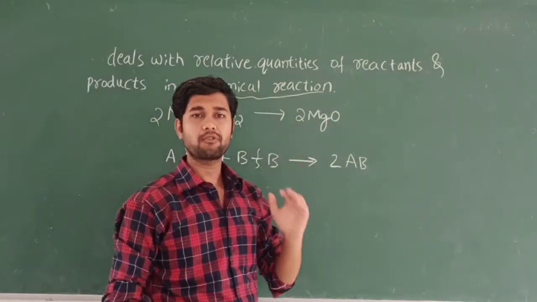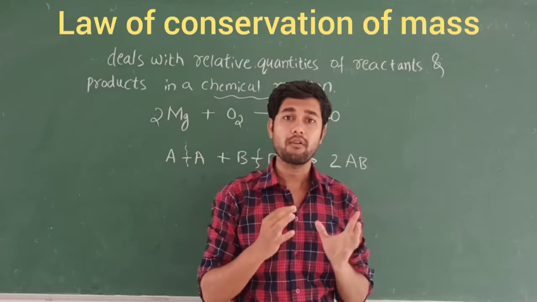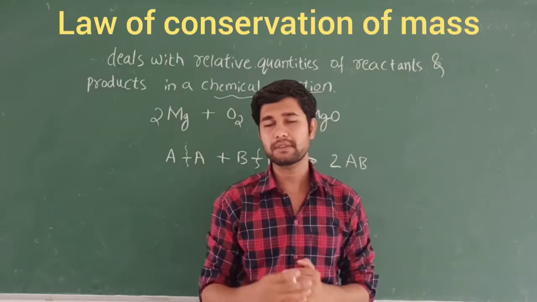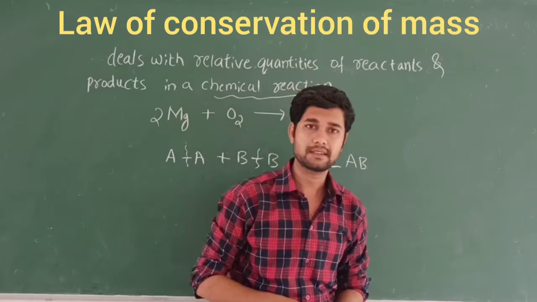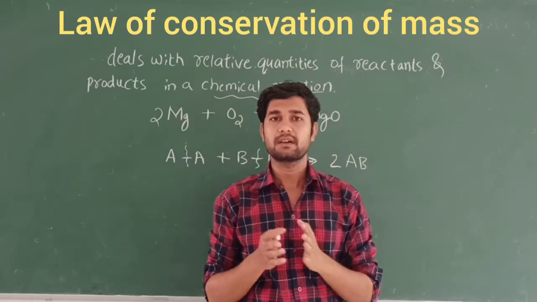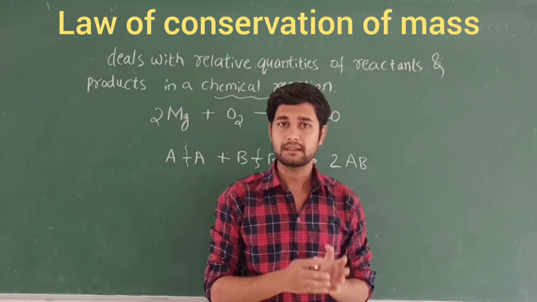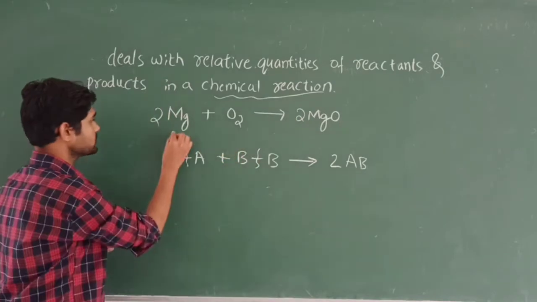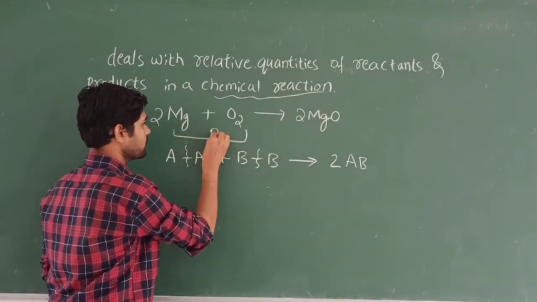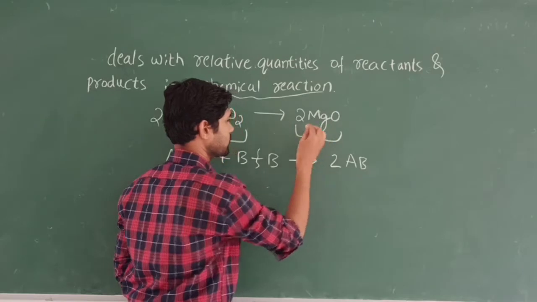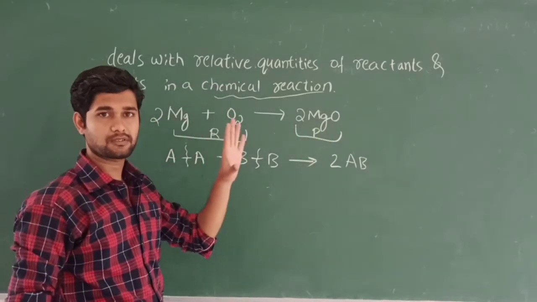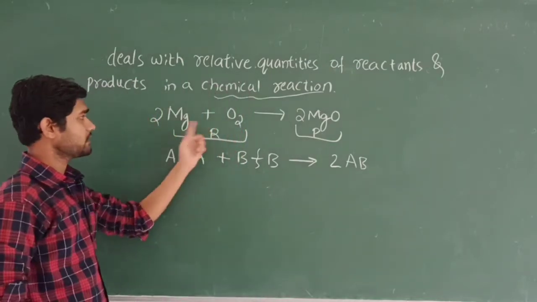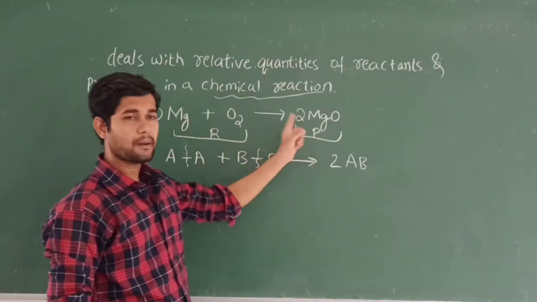Stoichiometry is mainly founded on the law of conservation of mass. So what do you mean by this law of conservation of mass? It tells that in a reaction, the mass of the reactants must be equal to the mass of the products. If I take this example, this portion is the reactant and this is the product. Now I am going to apply the conservation of mass, because stoichiometry is mainly based on this law.